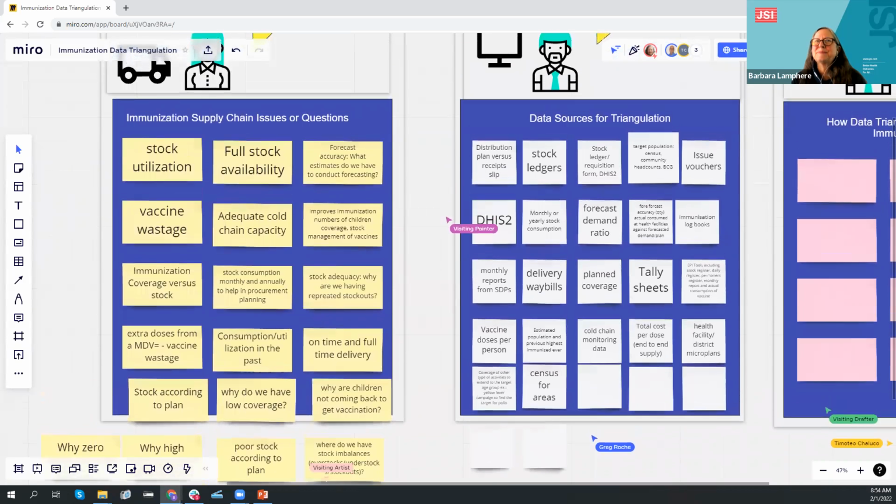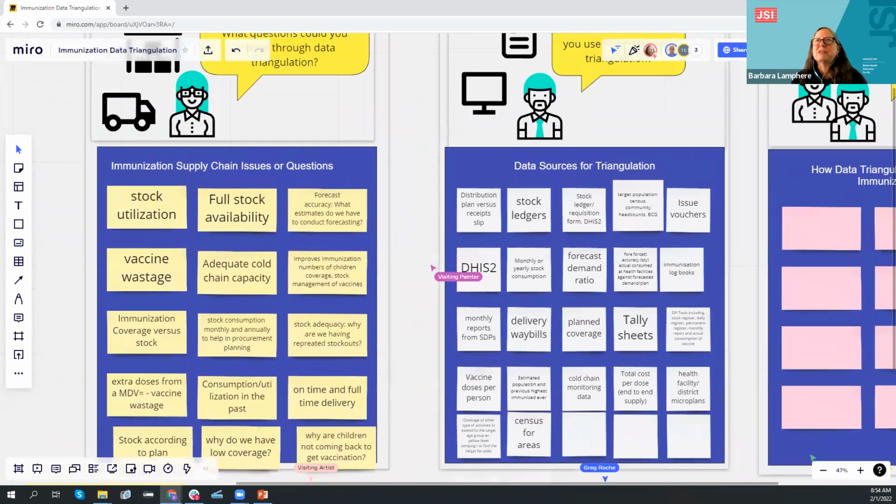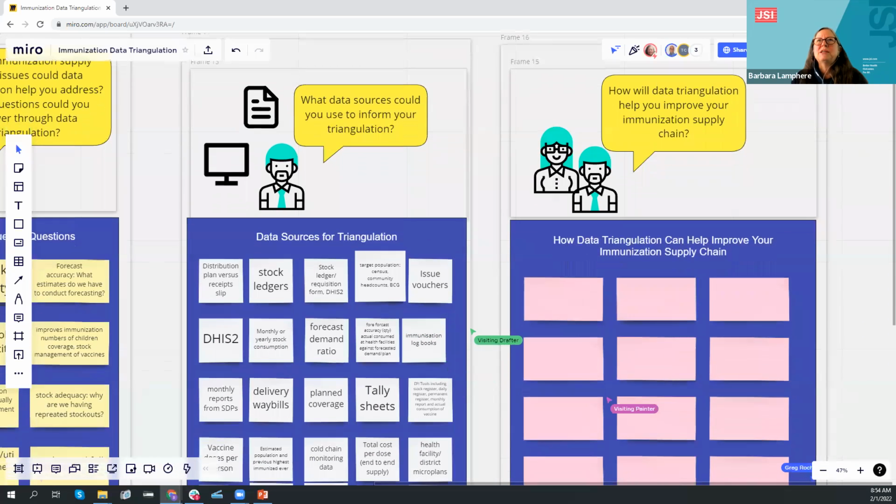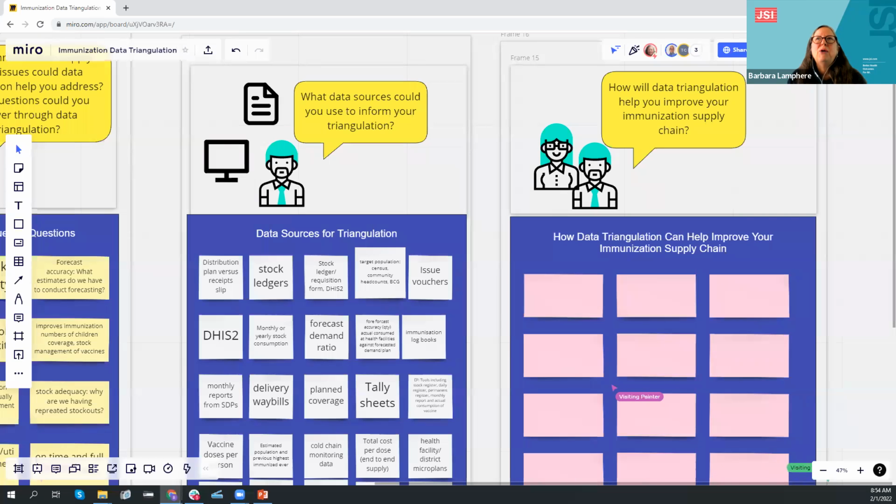Great, thanks. All right, we have one last question we're going to ask you. In your own situations, I want you to think about how data triangulation will help you improve your immunization supply chain. What would you hope to get out of a data triangulation activity? What is your vision for what data triangulation can do for you? And please put your answers in the chat. What do you think the benefit would be for your supply chain?